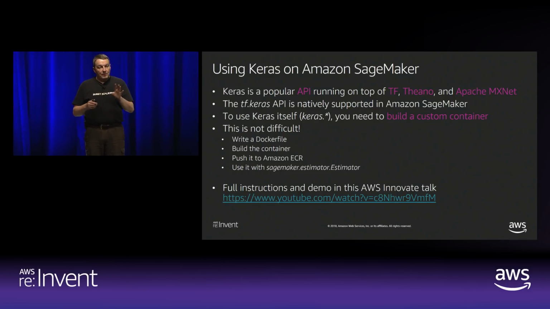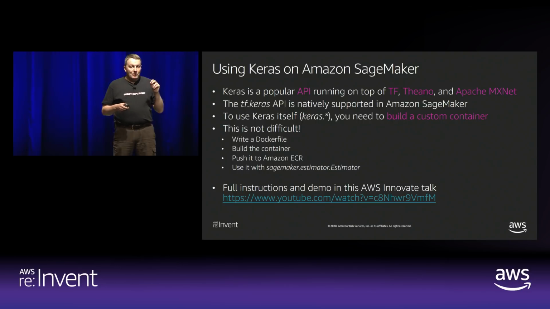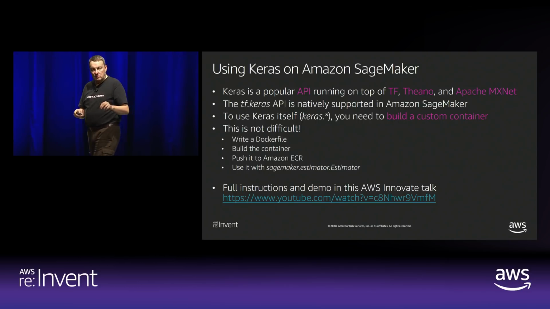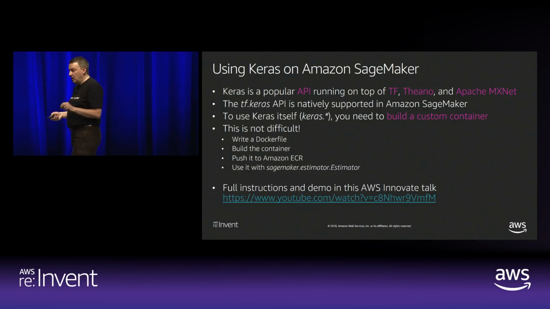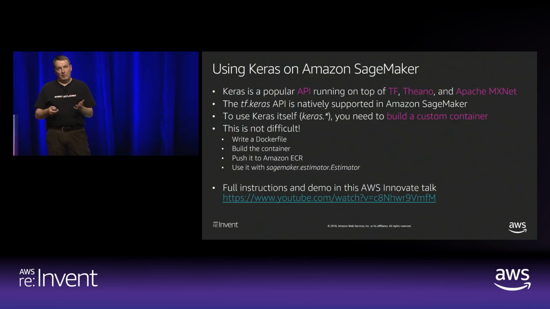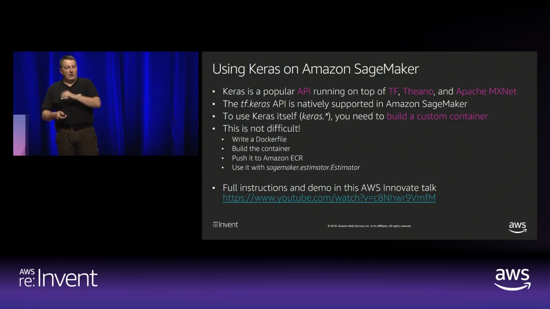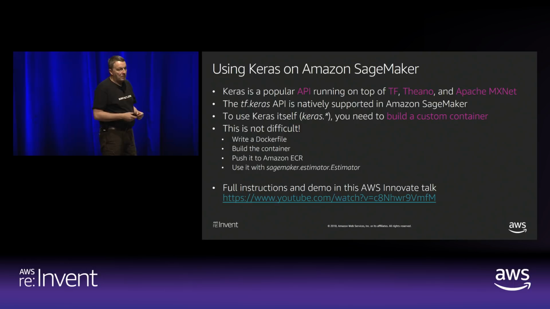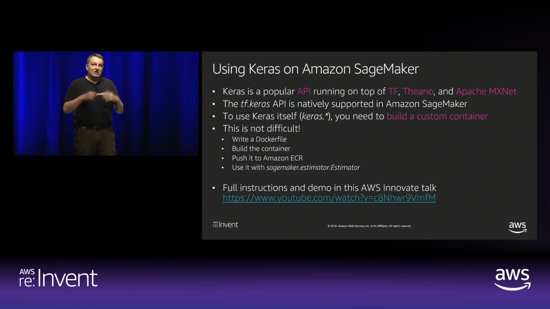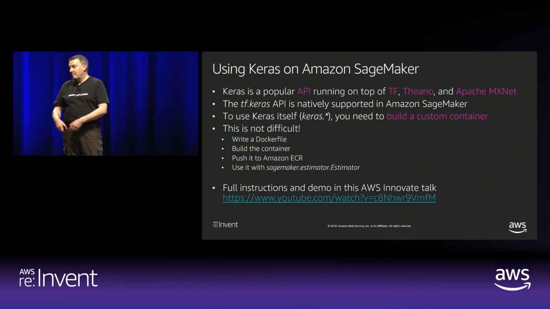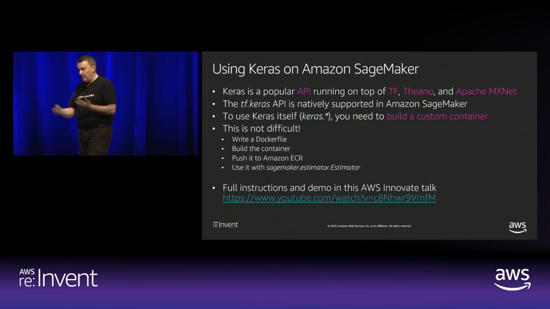Actually, the Keras library, so to speak, comes in two flavors. TensorFlow has native support for some of the Keras API, so tf.keras. You saw those layers in my MNIST example before. So the layers themselves are accessible in TensorFlow. But if you want to use the Keras library itself, which has extra features, you know, a model zoo and all kinds of very, very useful APIs, then you have to build a custom container.